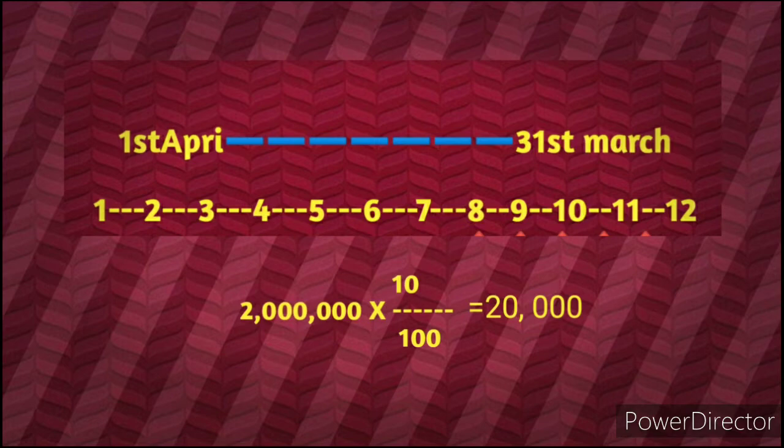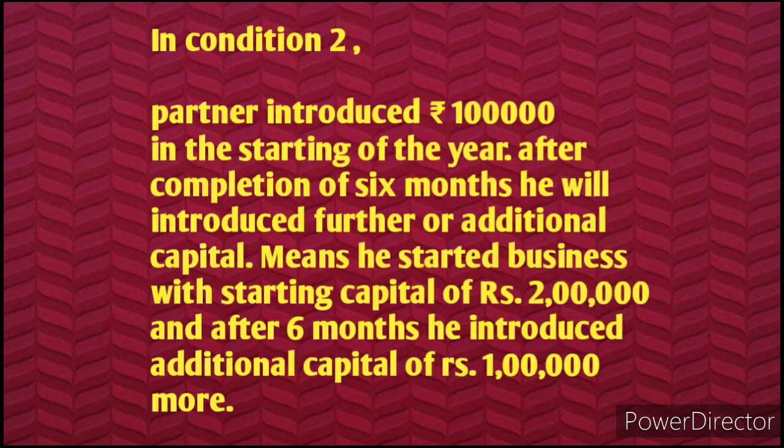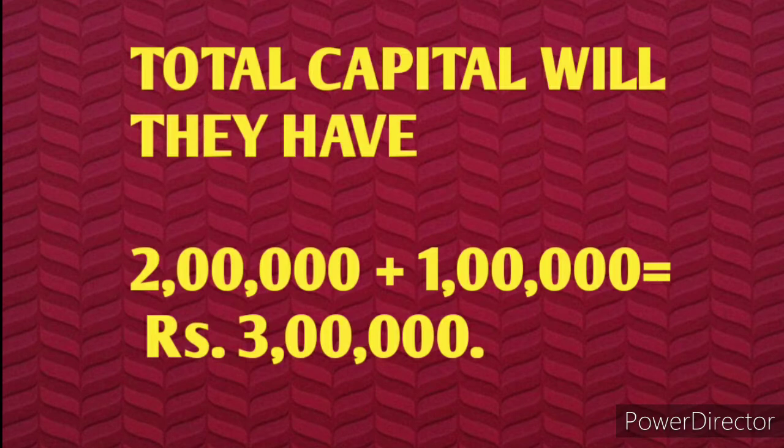Next is case 2. Initially we had a capital of rupees 2 lakh. After 6 months, he invested rupees 1 lakh more. Now, after completion of 6 months, he will introduce further or additional capital, which means he started the business with a starting capital of rupees 2 lakh, and after 6 months he introduced additional capital of rupees 1 lakh more. How much total capital will he have now? That is rupees 3 lakh.